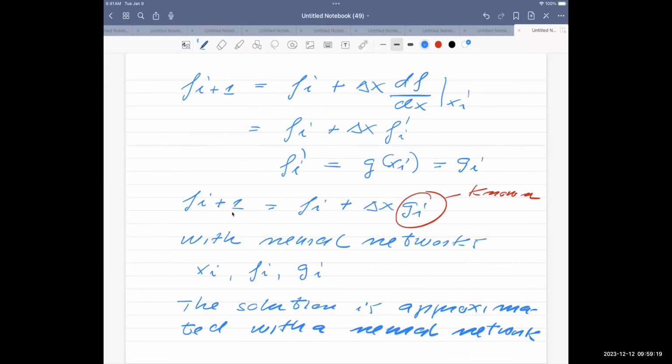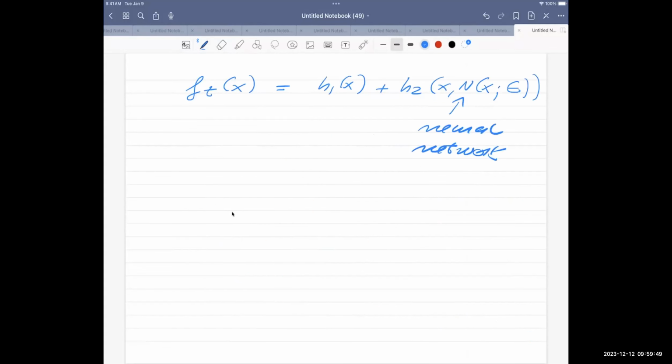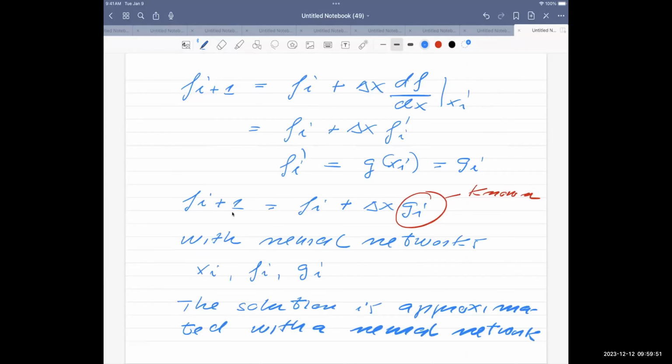And then there is a new function, h of 2 here, which is given by x, the input value, but then it's going to be given by a neural network. So n here stands for a neural network. And then we have a set of variables, theta, which are the parameters of the neural network.